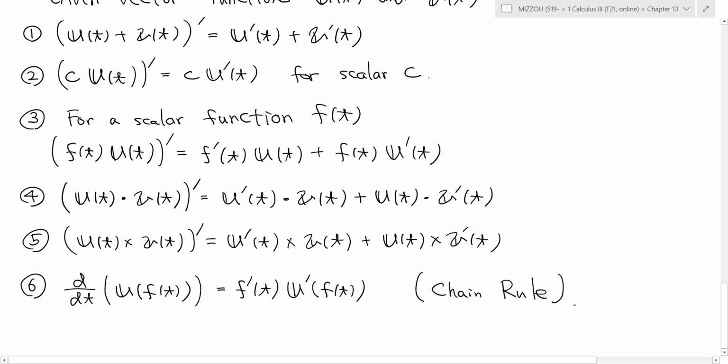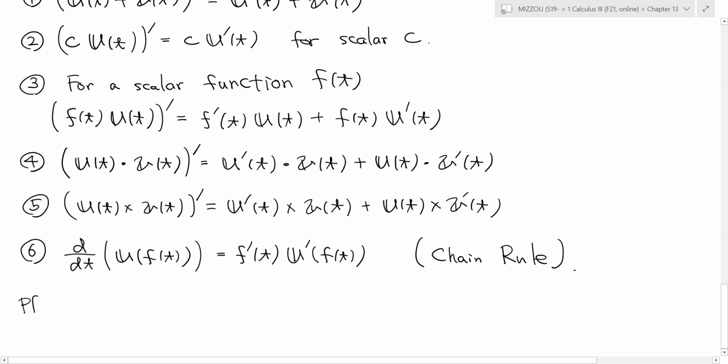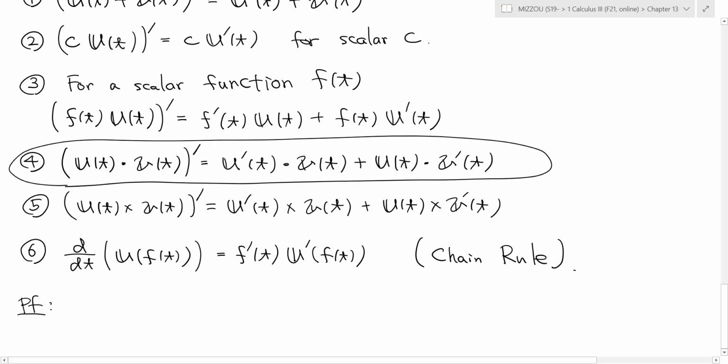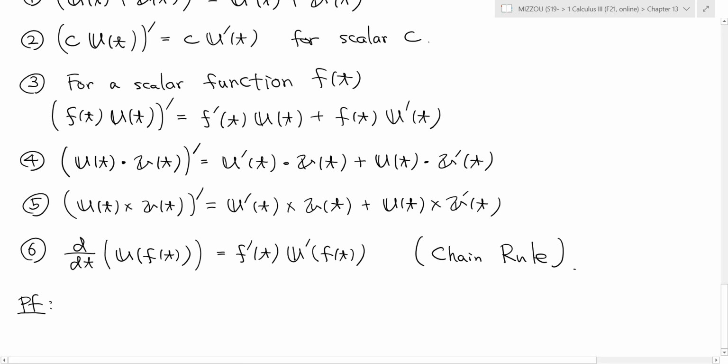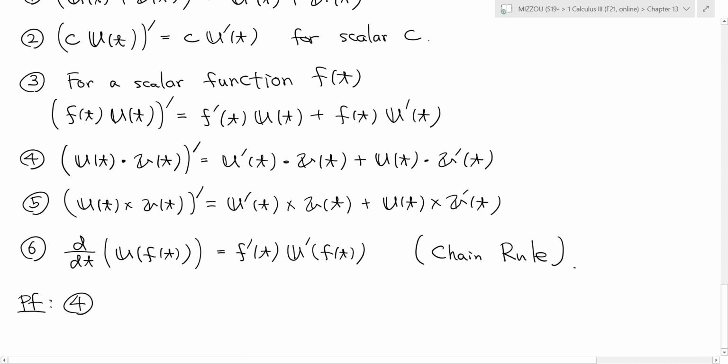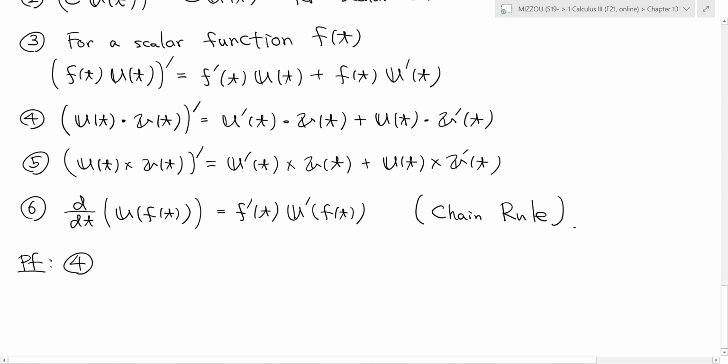And then you can actually verify those formulas by yourself. But for this, let me just do number 4. And the other cases can be proven in a similar way. So let's just do number 4. Here's a way to write down the proof. You have to do it in general. You can't just pick particular vectors or anything. Just do it in general.